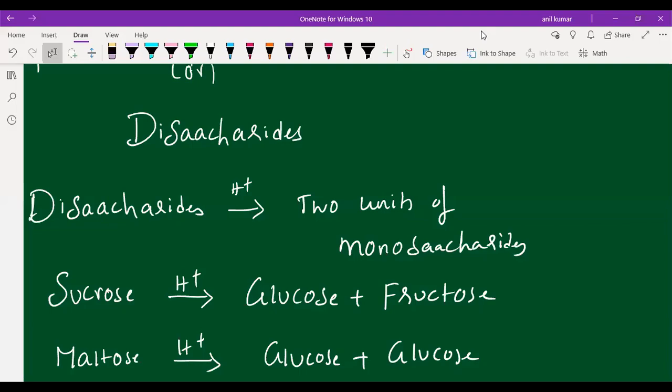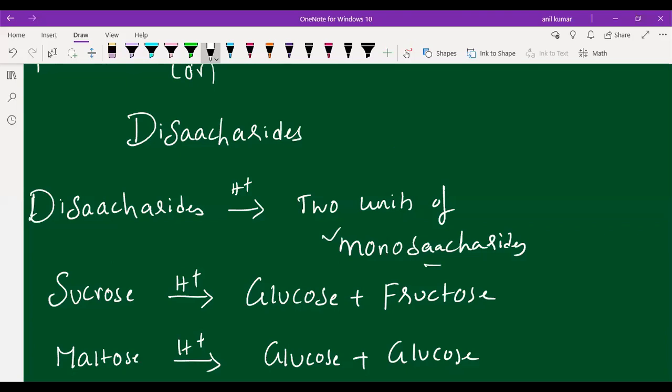Okay, students, let us discuss the structure of disaccharides. In the last class, I introduced what is meant by disaccharide. So, what is meant by disaccharide, students? A disaccharide is a combination of two monosaccharides, which means a disaccharide will have two monosaccharide units.